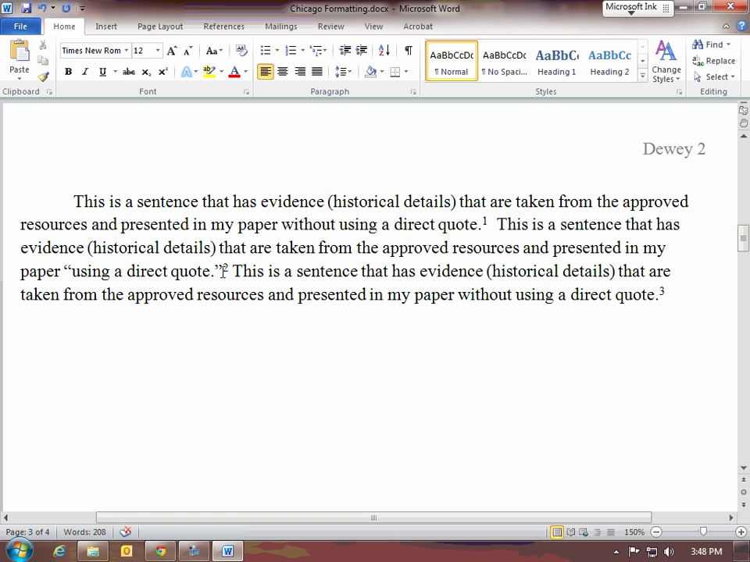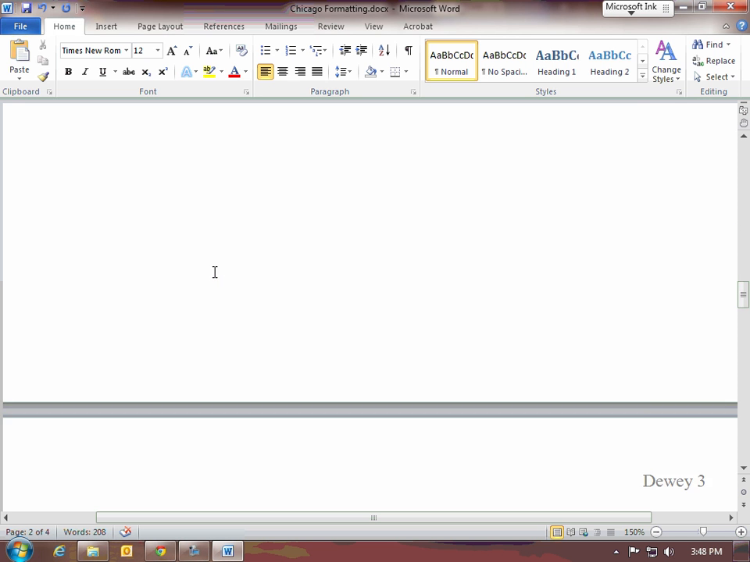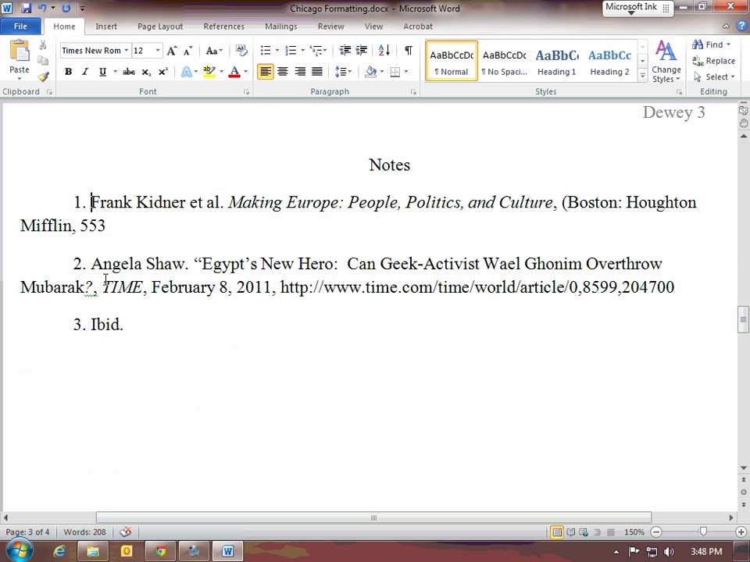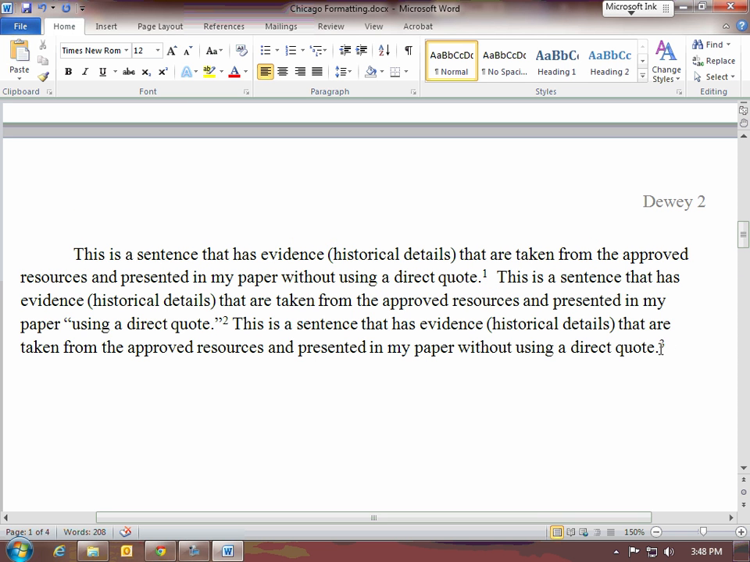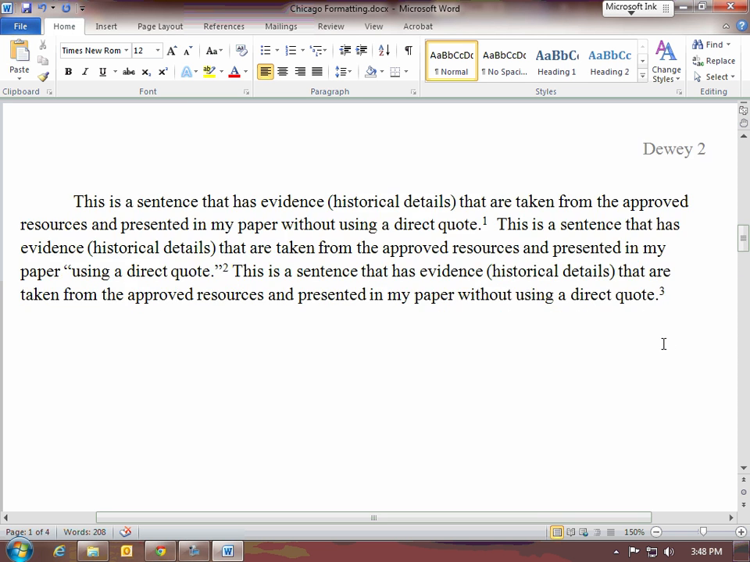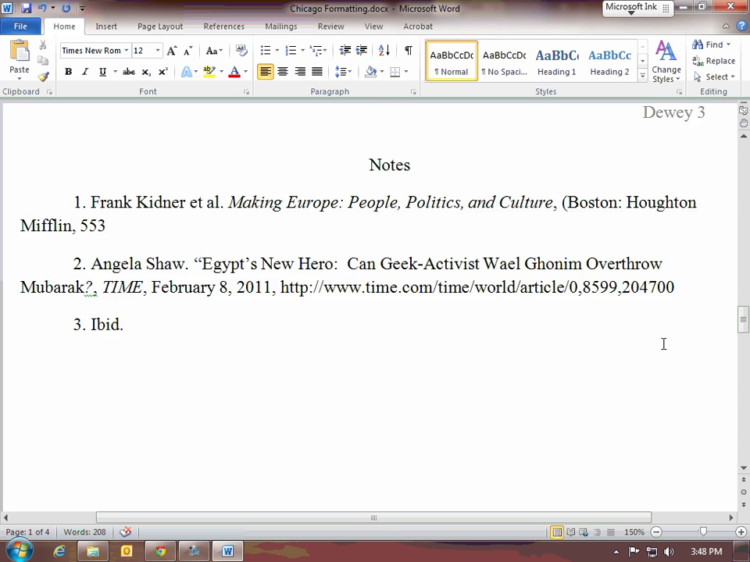The second subscript example here is identifying the evidence by using a direct quote. And that quote is being identified by the Angela Shaw article, Egypt's New Hero. In my example of citations, number 3 would be corresponding to the notes page list of the third source, IBID, which simply means as above.